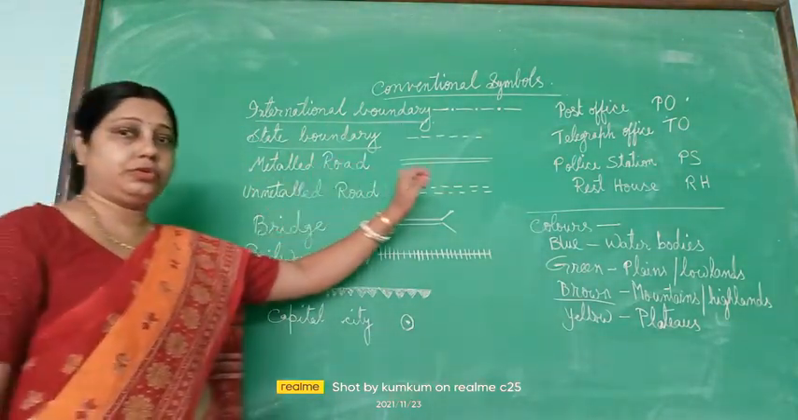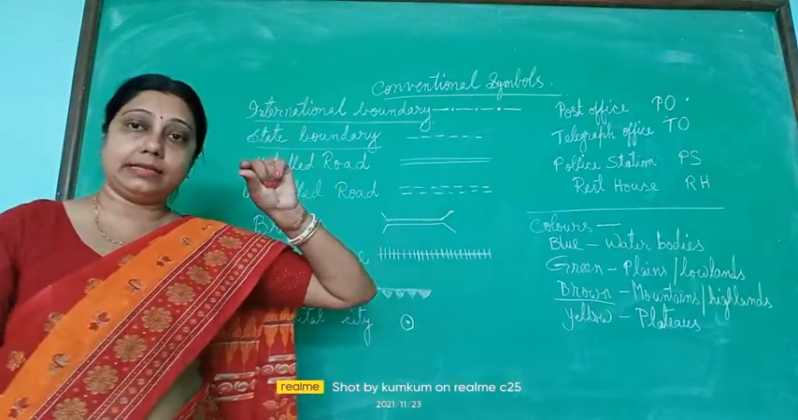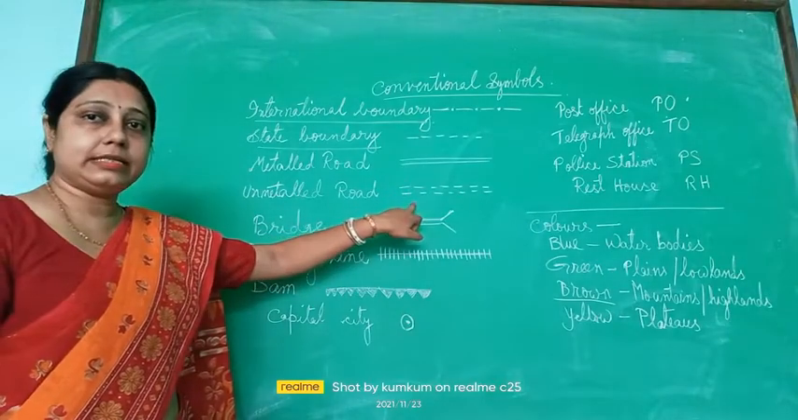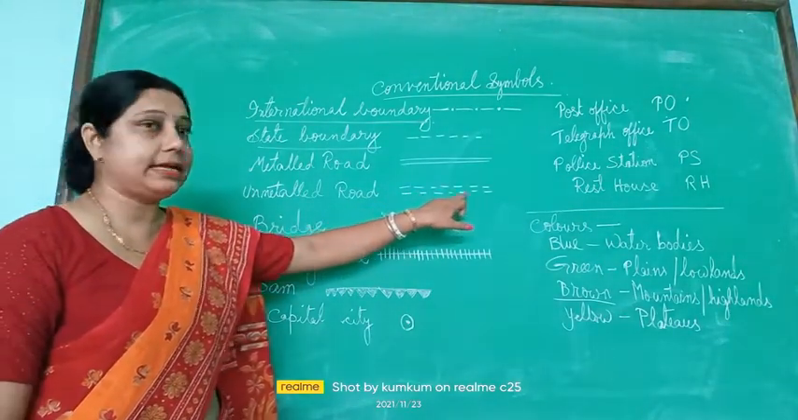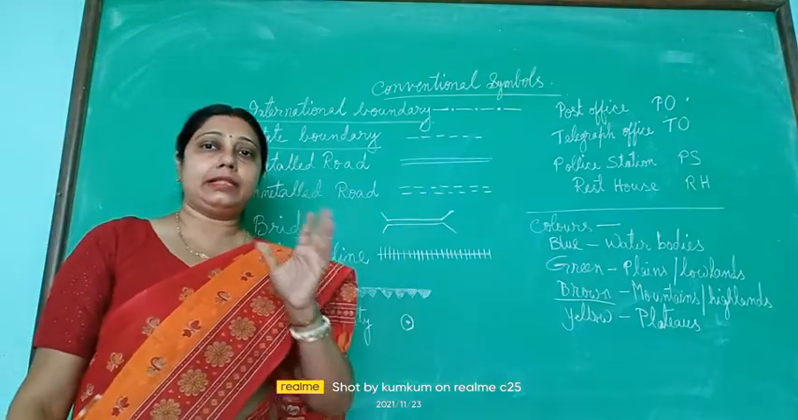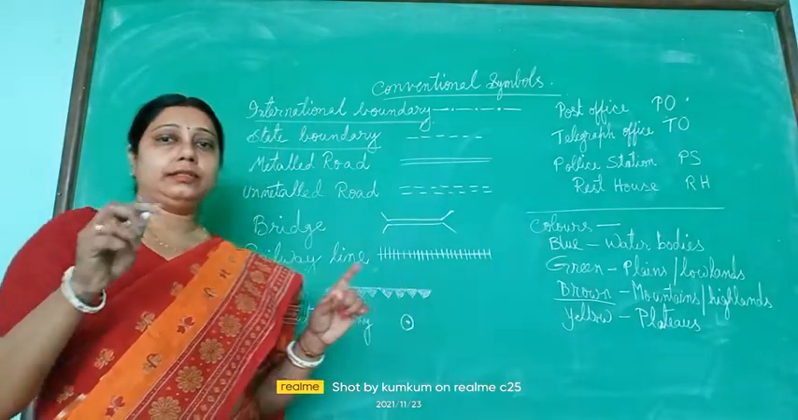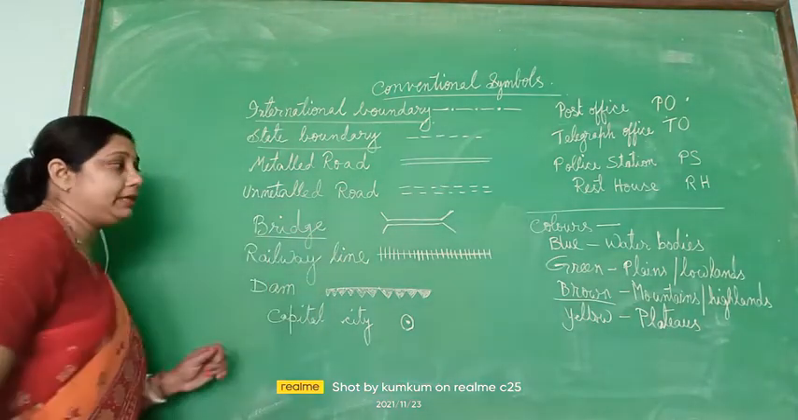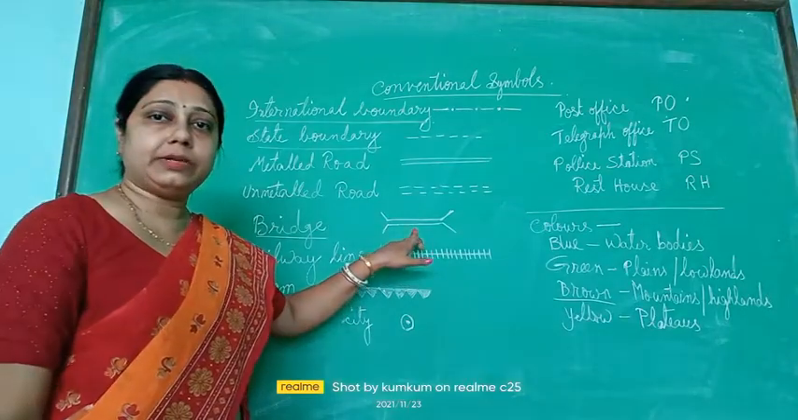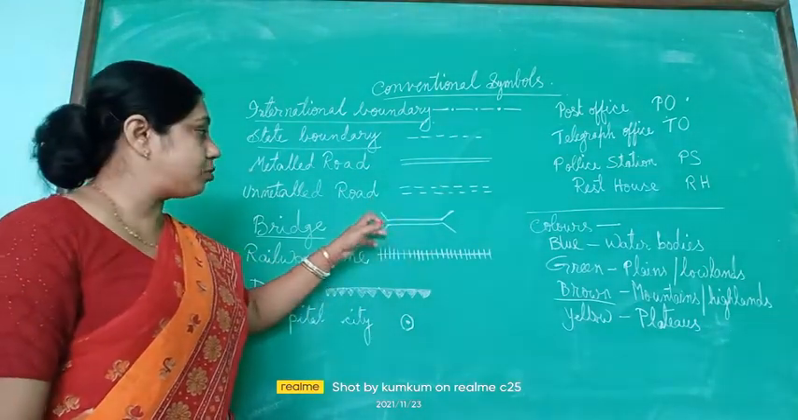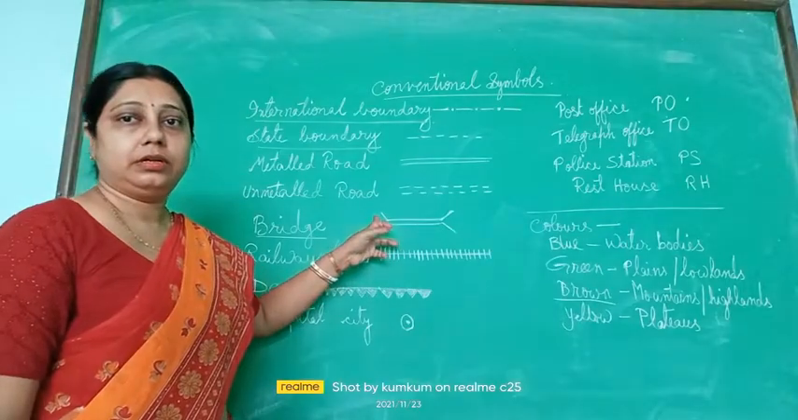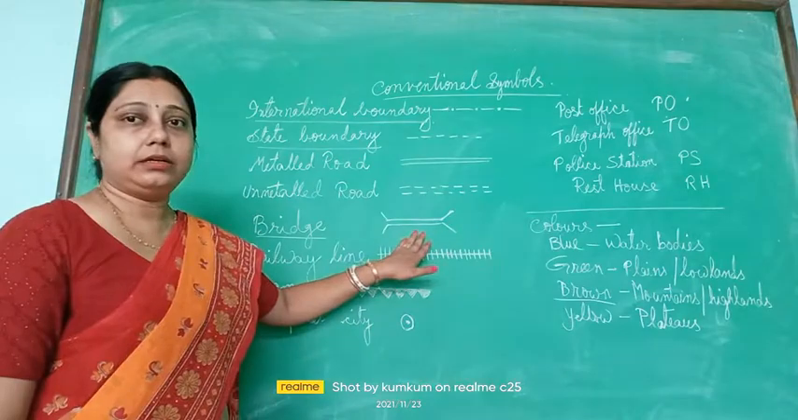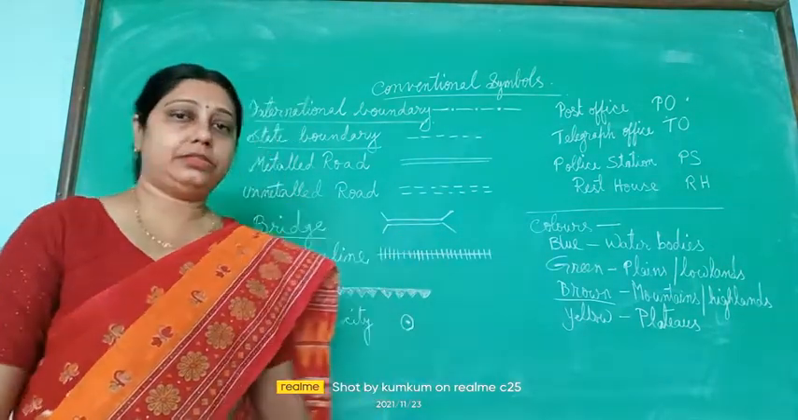Next comes the metalled road. The roads are marked with two parallel lines. Unmetalled roads will be marked like this, with two parallel lines of dashes, keeping gaps, but they are not drawn as a straight line. Some gaps are in between. Next comes the bridge. Bridge is drawn like this, only two parallel lines, but on the outer sides, on opposite sides, slanting lines are drawn. So by this you can draw the symbol of a bridge.